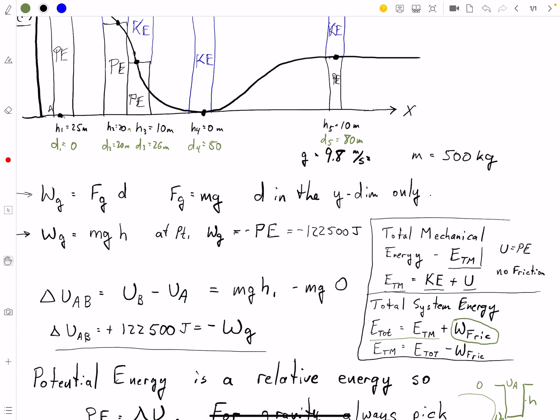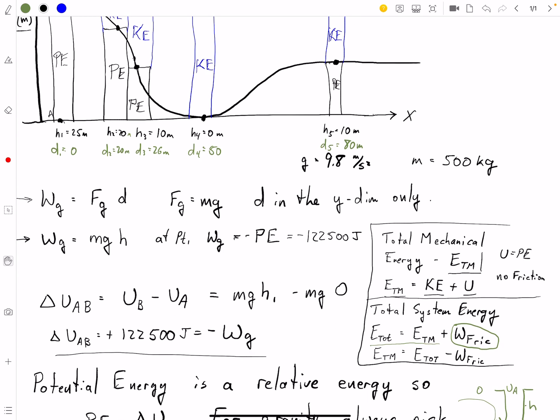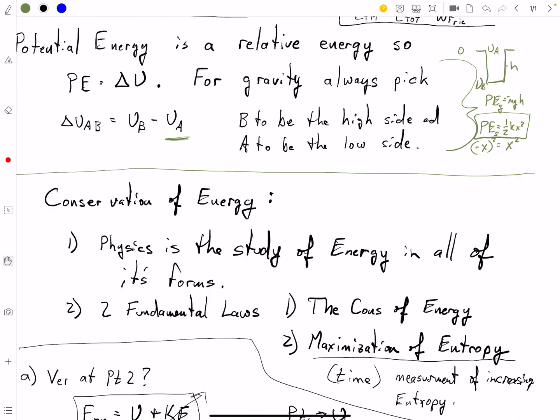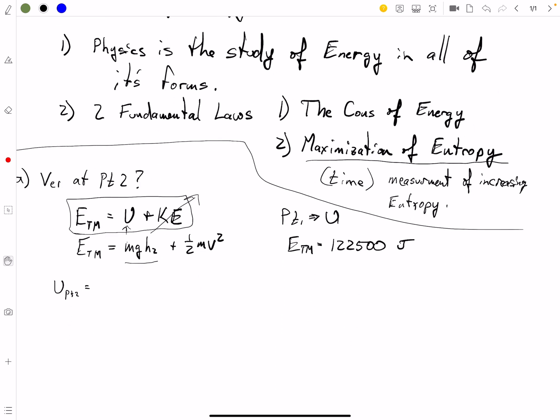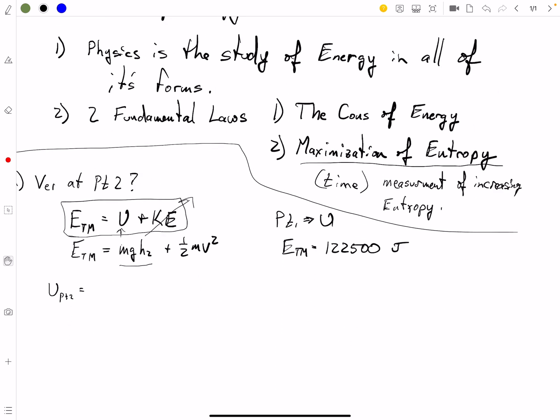So at point 2, H is 20 meters. Our mass is still 500 kilograms. So 500 kilograms times 9.8 meters per second squared. And we're going to multiply that by 20 meters. So that's our potential at point 2.